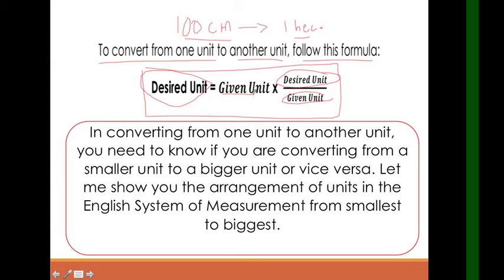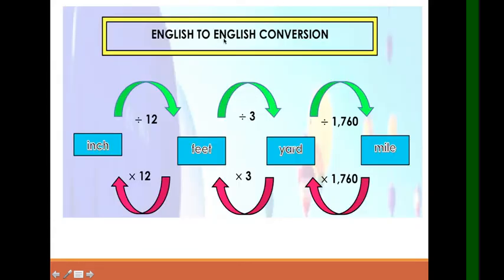Let me show you the arrangement of units in the English system of measurement from smallest to biggest. So, this is the English to English conversion. Pag magko-convert ka, pwede mo rin gawin dito. Like 12 inches, di-divide mo siya ng 12 para makakuha ka ng 1 foot. So, let's say this is 12 inches, di ba? 12 divided by 12 is equal to 1. So, 1 foot is equivalent to 12 inches.